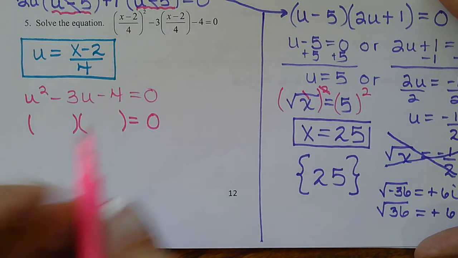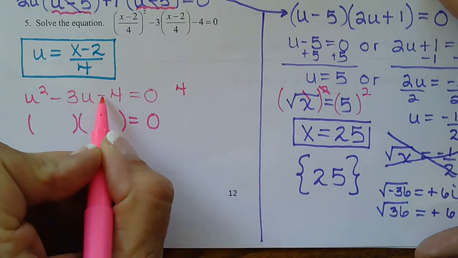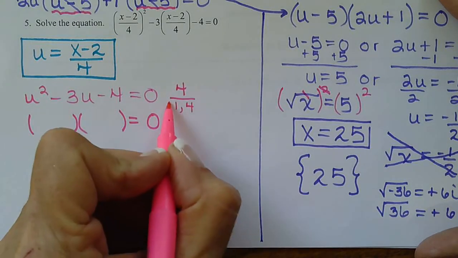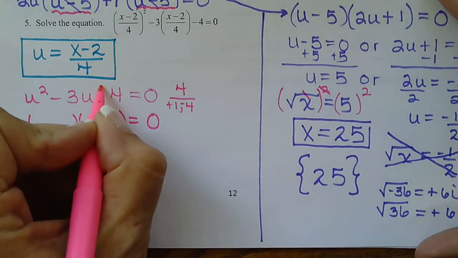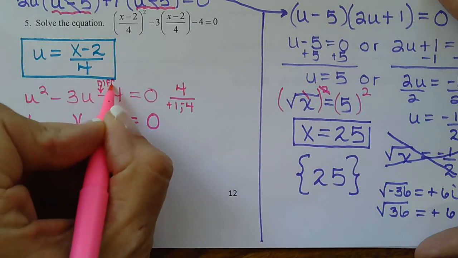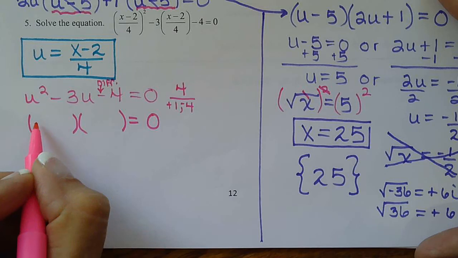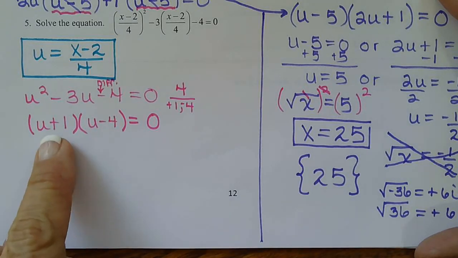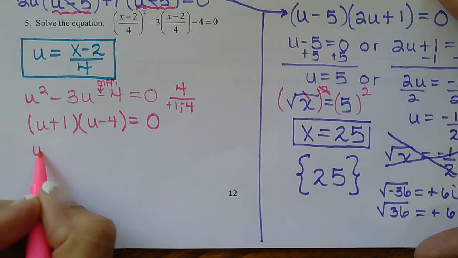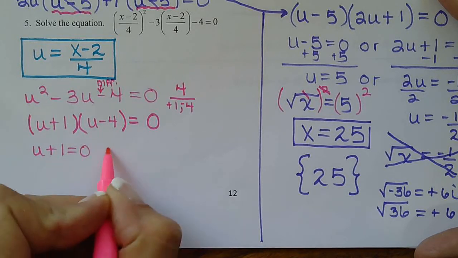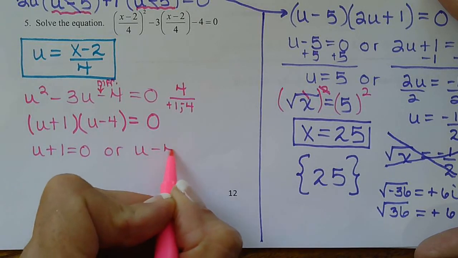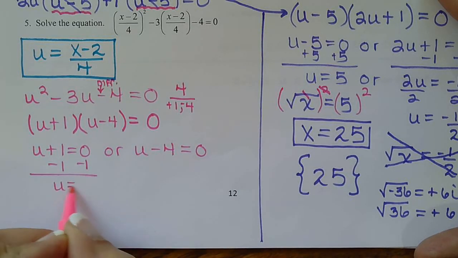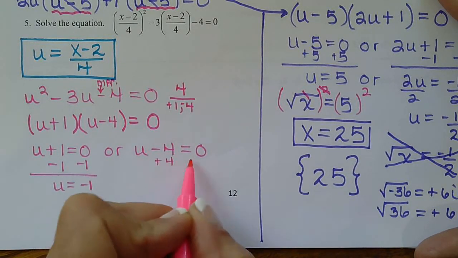No AC needed. Factors of 4 that subtract to 3 would be 1 and 4. Largest one's negative. So positive 1, negative 4, because this means the signs will be different. So u plus 1, u minus 4. And if a times b equals 0, either a is 0 or b is 0. So that leaves us with u equals negative 1 or u equals positive 4.